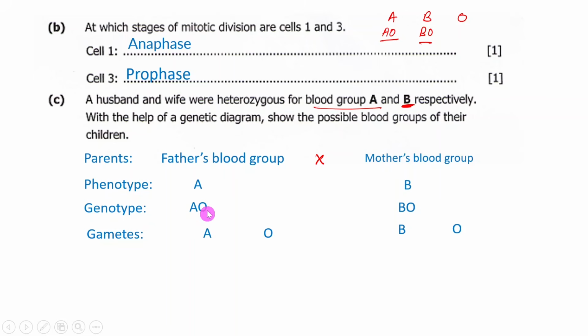This combination is in the 46 chromosomes. A full individual has 46 chromosomes in the cells of the body, but in the sex cells they have half of 46 chromosomes, which is 23 chromosomes. So this represents what is in the body cells, which is 46 chromosomes, but here we represent what is in the sex cells, which are gametes, and in the sex cells we have half of the 46 chromosomes. So we have A, and here B.